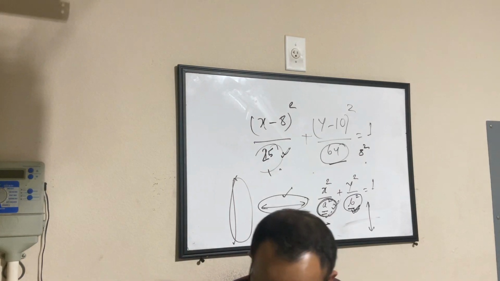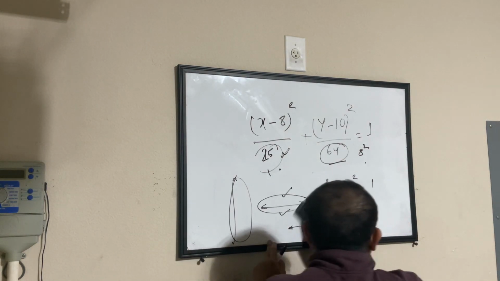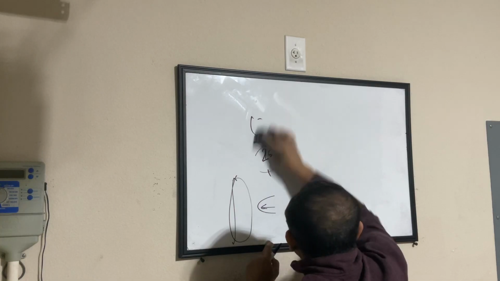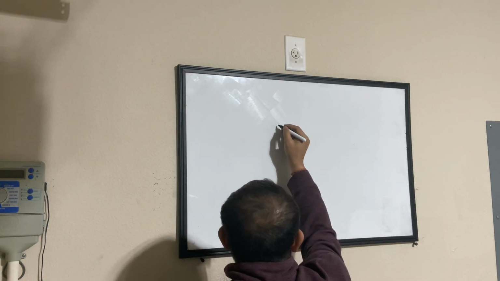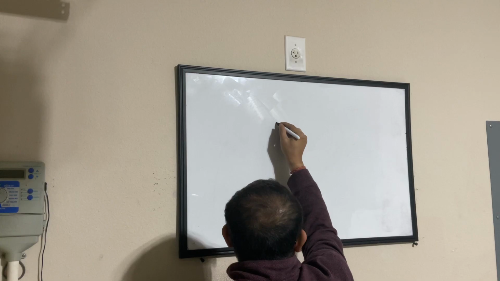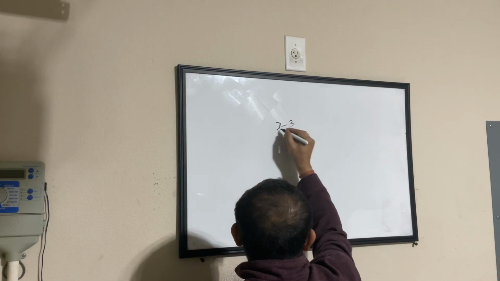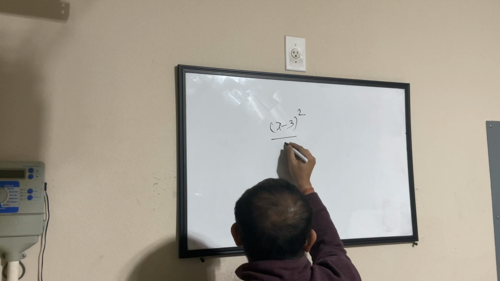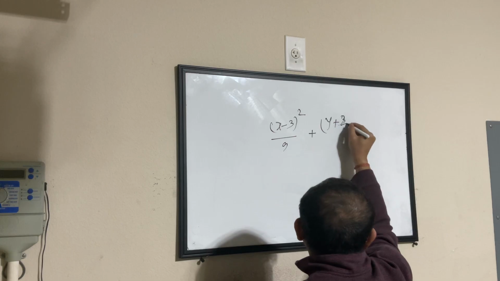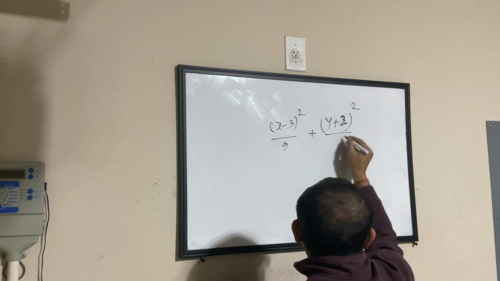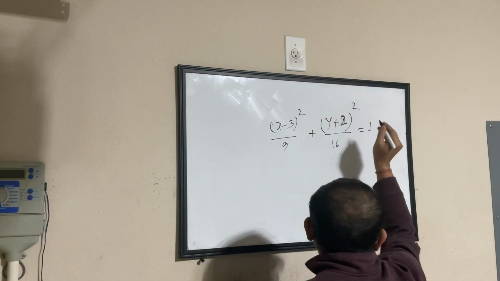Now let's see the interesting problem that you will deal with. See, there's nothing cryptic about this concept. It's all about how we relate it at runtime and how we use the concepts. Let's say I have an ellipse like (x minus 3) squared by 9 plus (y plus 2) squared by 16 equal to 1.